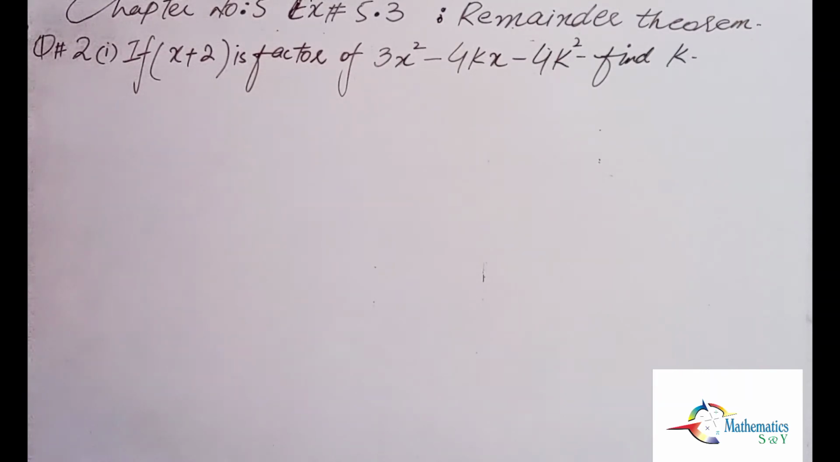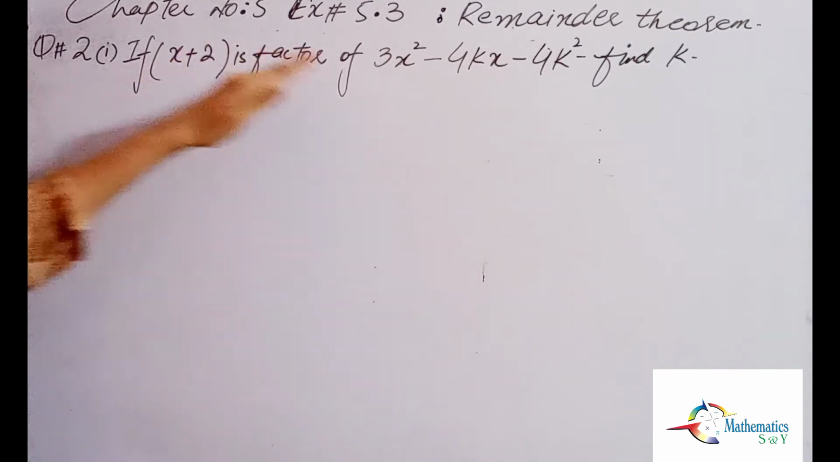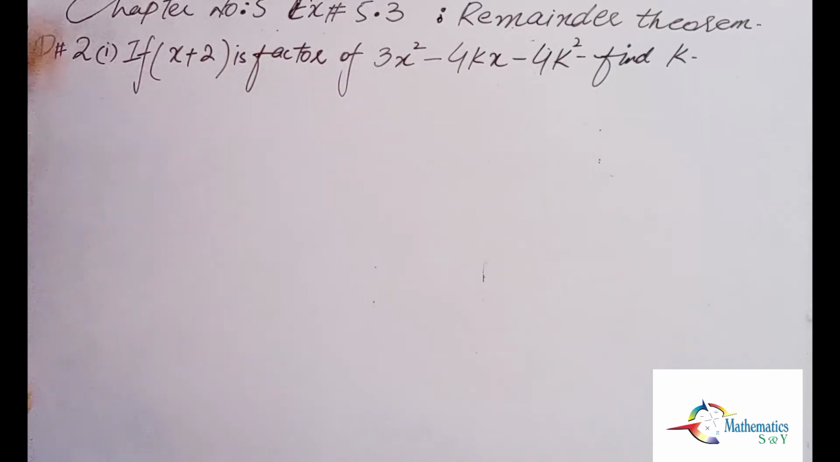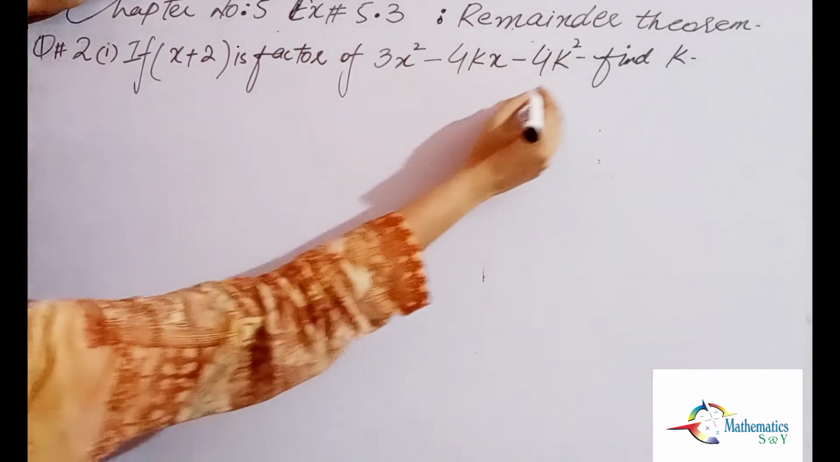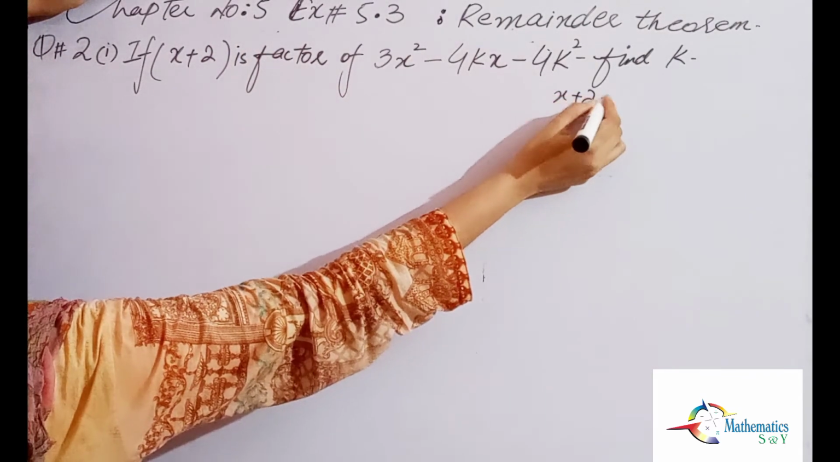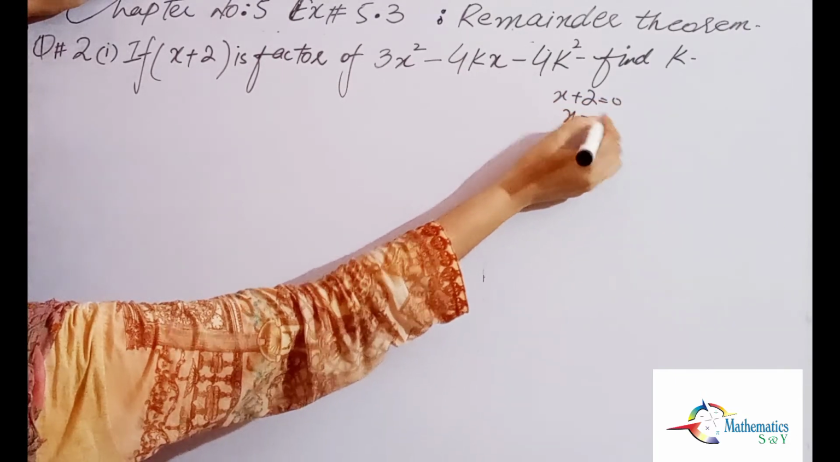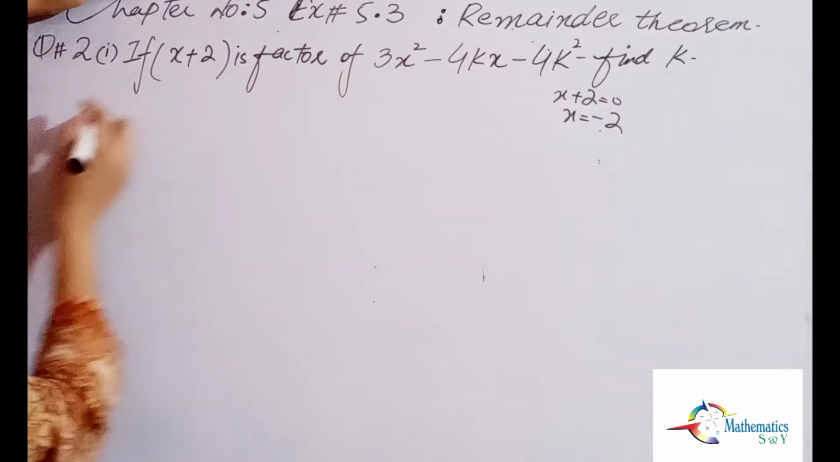Question 2 part 1: if x plus 2 is a factor of the given polynomial, then find k. We will have to find the value of k, and we will use the remainder theorem. This is the linear divisor x plus 2, and in the same way we will find the value of x to put in this polynomial. So x plus 2 equals 0, x equals minus 2, and that I will put over here.